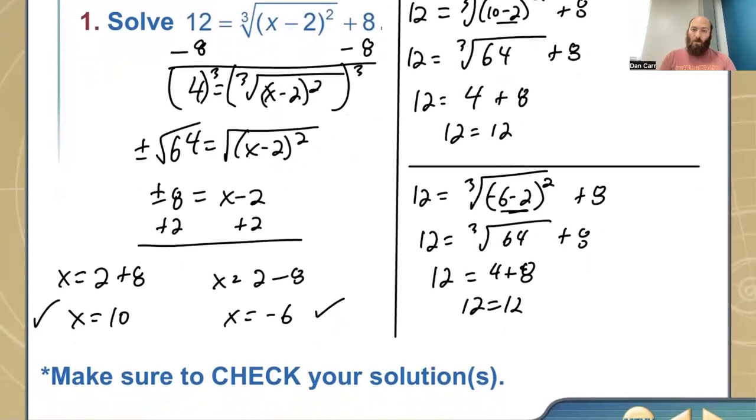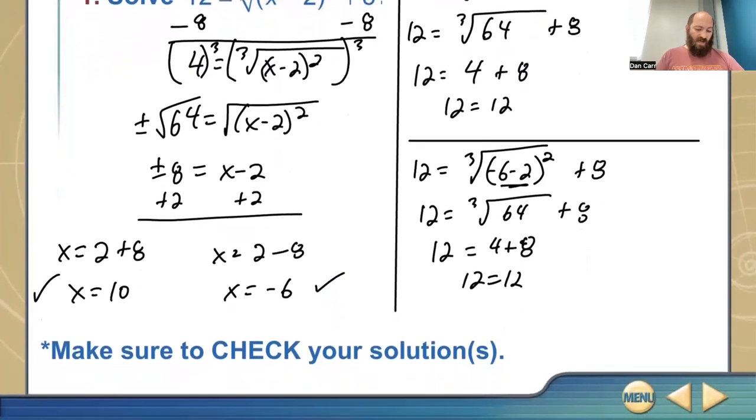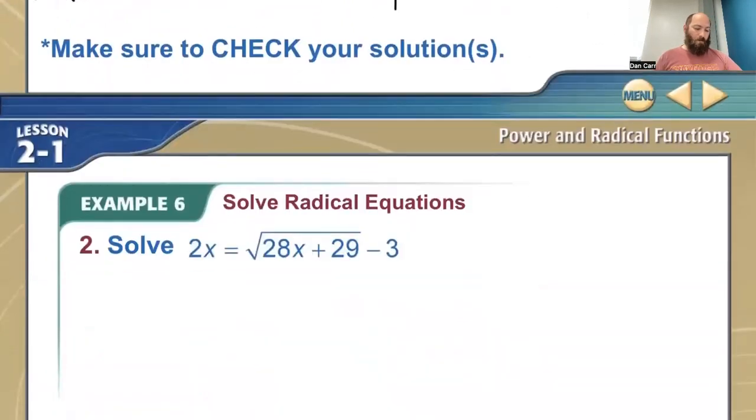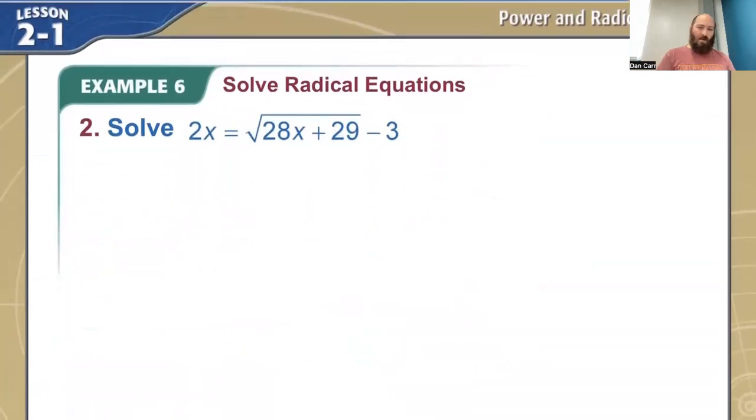So both of these are good answers. That's why we want to make sure we check, because it's possible I could have created a scenario where one works and the other one doesn't. Okay, so let's take a look at some more examples before we're done with this. We have two more examples we'll do. I believe one of them will get the extraneous solutions.